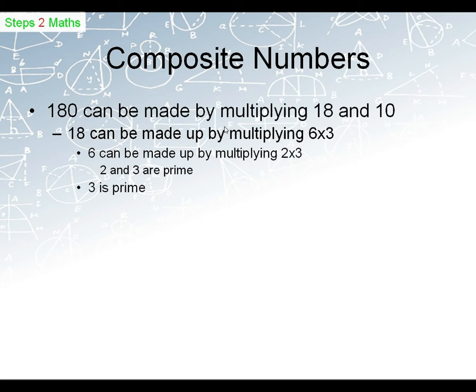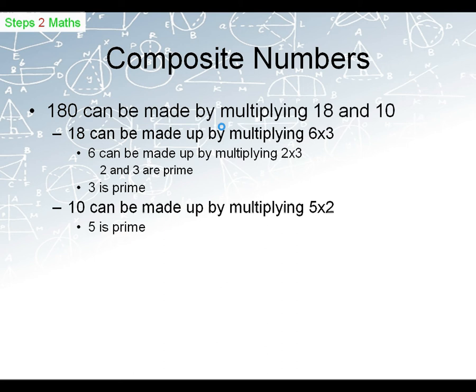We know that 3 is prime. So 18 can be broken down into numbers which themselves can be broken down into prime numbers. Similarly, the number 10 can be made up by multiplying 5 by 2, and 5 is prime, and so is 2. So the whole number, 180, can be made up of prime parts, prime pieces that can be multiplied together. So if we multiply the 2 and the 3, that made the 6, by the 3 to make the 18, and then multiply by 5 by 2, we would get 180.